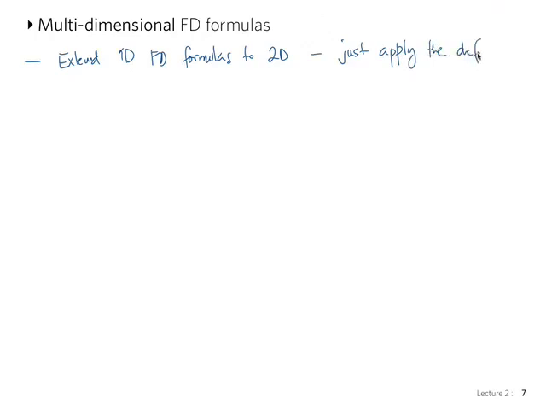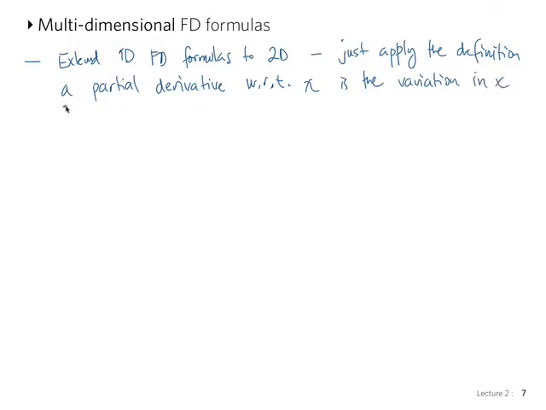So what's the definition? The definition is that a partial derivative with respect to x, for example, is basically a variation in x but holding y constant. So we keep our coordinate y constant.